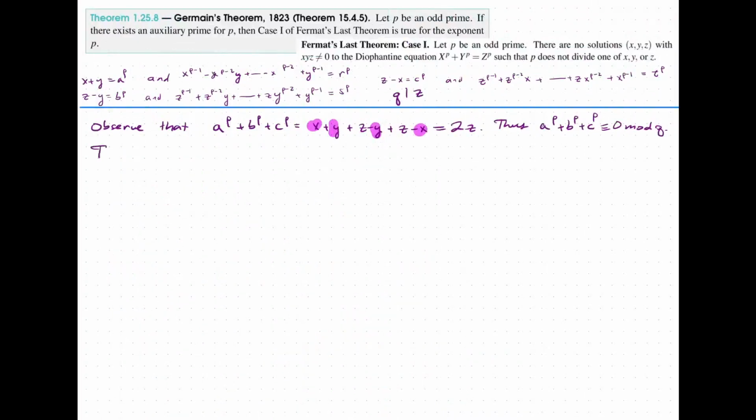So the argument just given then shows that q divides one of a, b, or c. And what we are going to do now is show that this is impossible by considering each case separately. And this will be our desired contradiction.